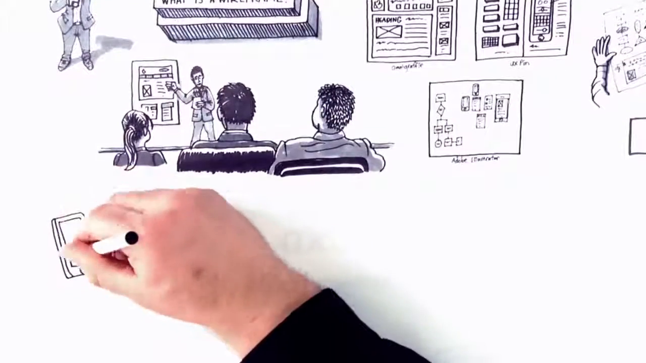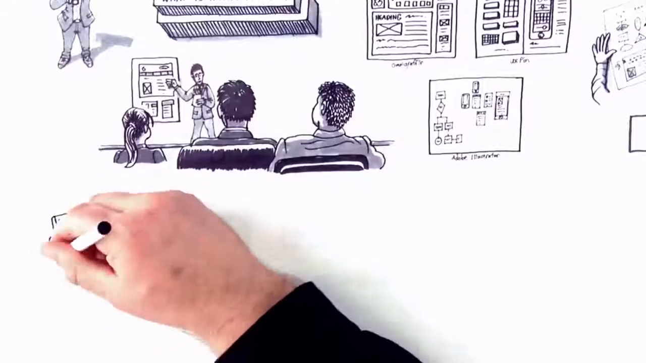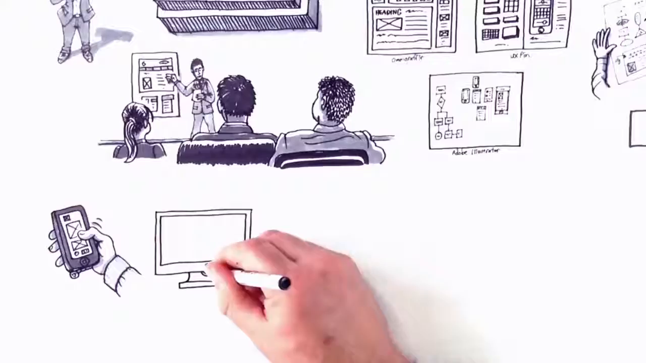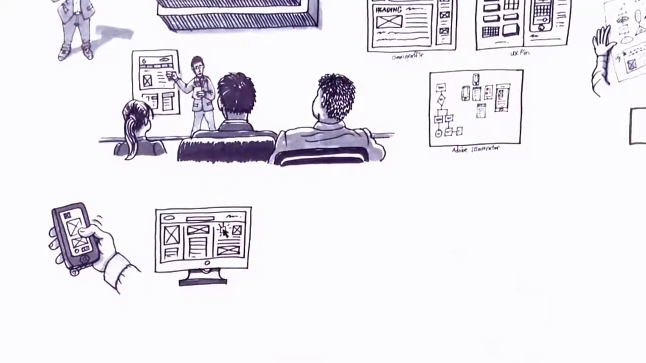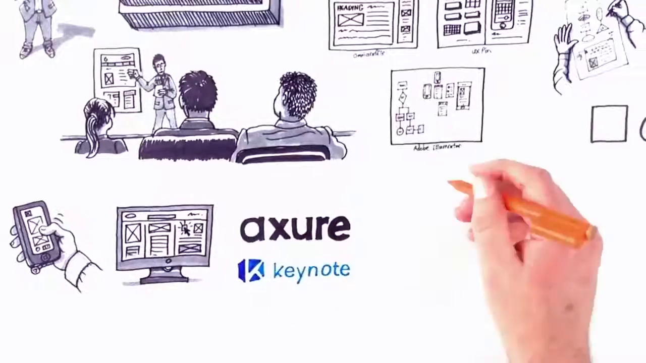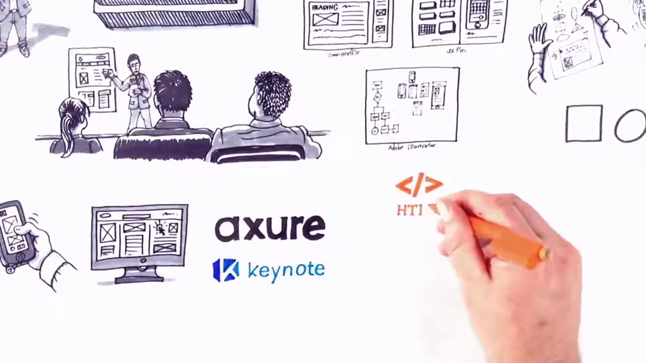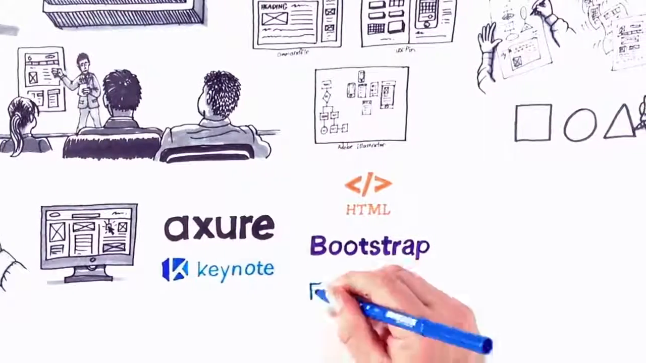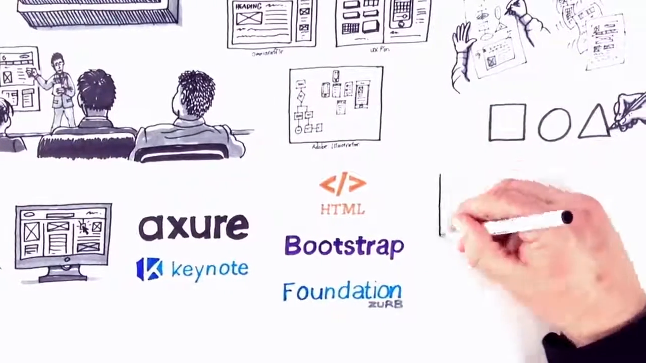At the high fidelity end of the spectrum, a clickable prototype lets you design interactions and user flow. Clickable prototypes are the way to go when conducting usability testing. You could use Axure, Keynote, or even create wireframes directly in the browser using HTML with the help of frameworks such as Bootstrap or Foundation.